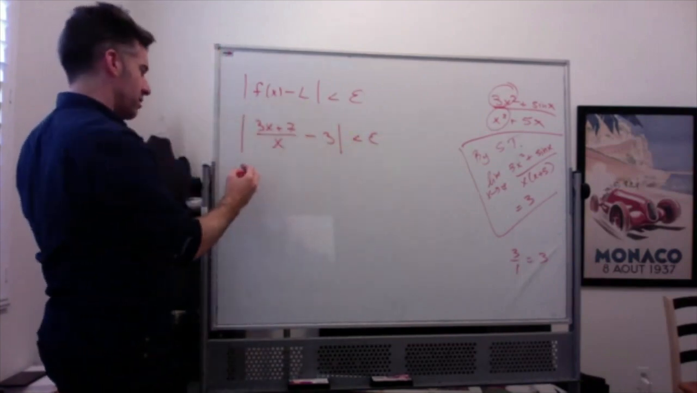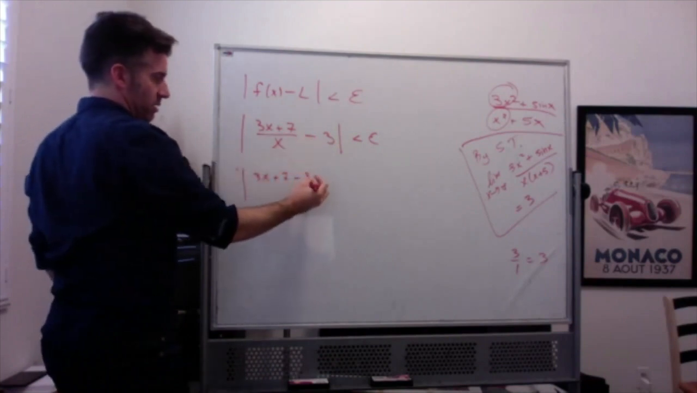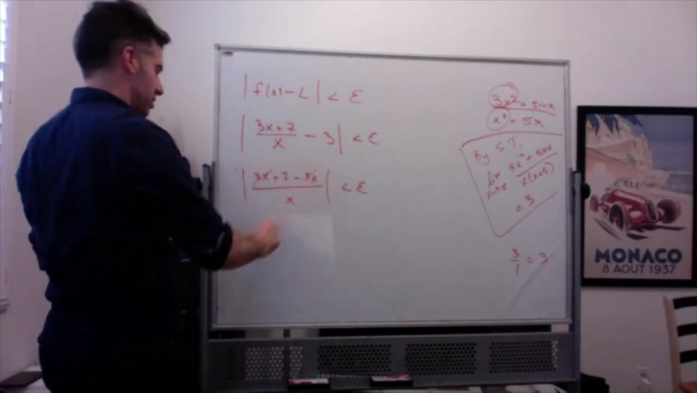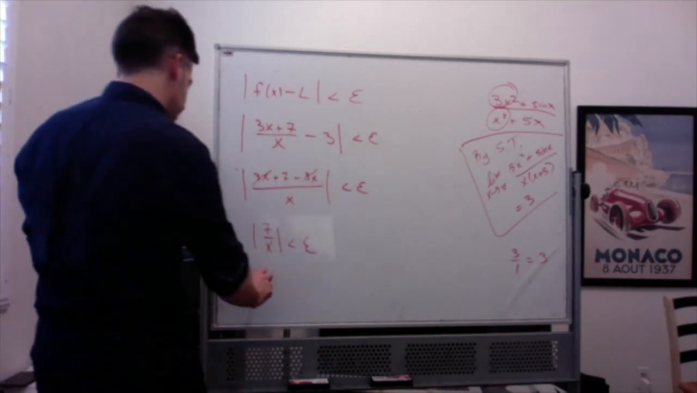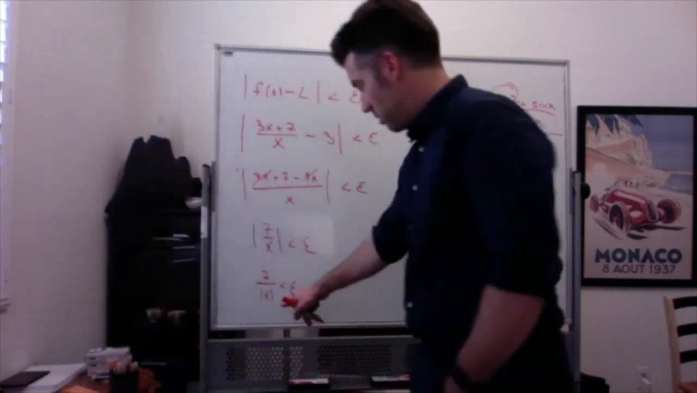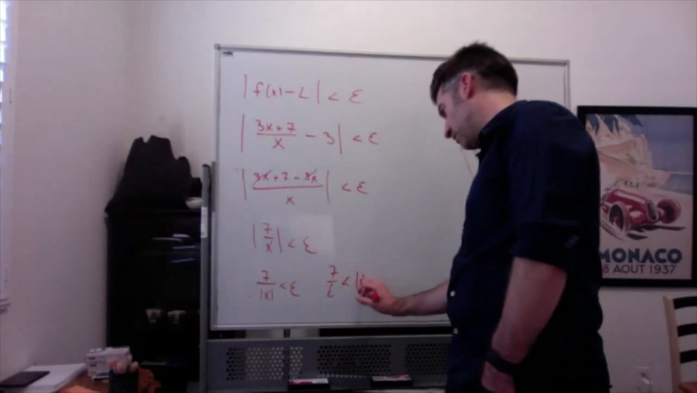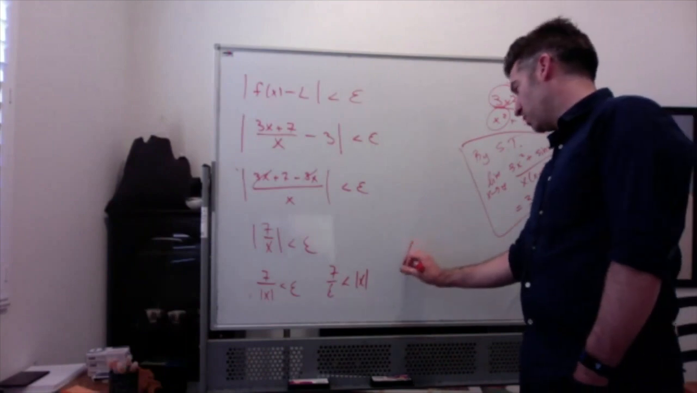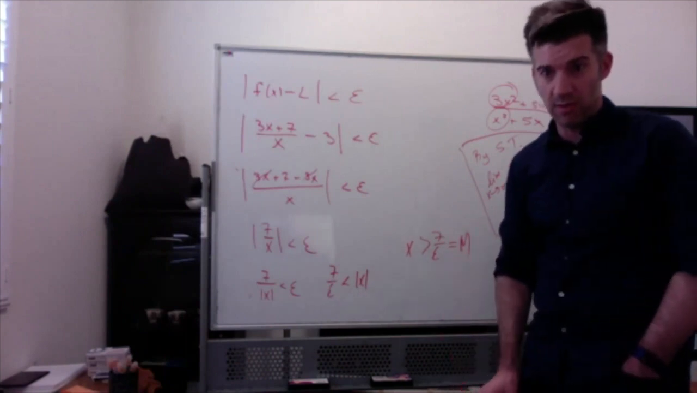We simplify this. We get 3x plus 7 minus 3x over x less than epsilon. The 3x is canceled. You get the absolute value of 7 over x less than epsilon, which you could write as 7 over the absolute value of x is less than epsilon, or multiplying by the absolute value of x and dividing by epsilon, 7 over epsilon is less than the absolute value of x. Now, since x needs to be positive anyway, we can drop the absolute values and just say we need x to be bigger than 7 over epsilon. So that's what we're going to set equal to our capital M.